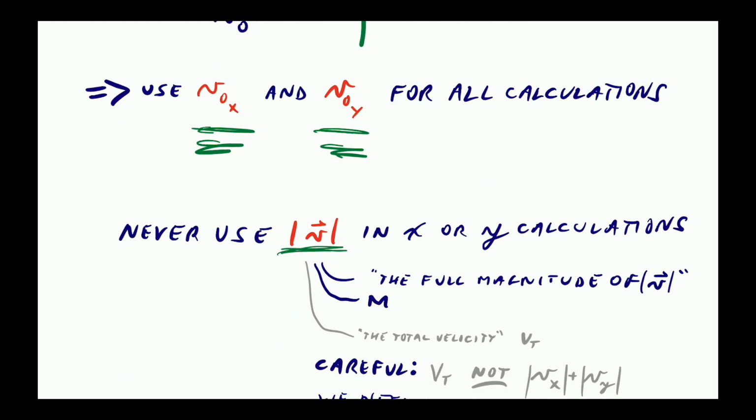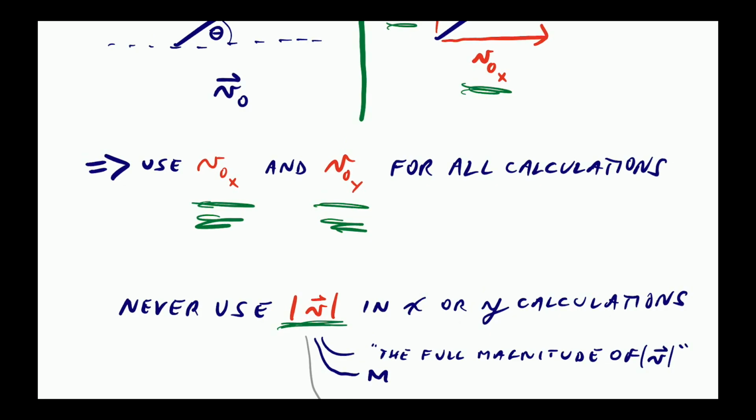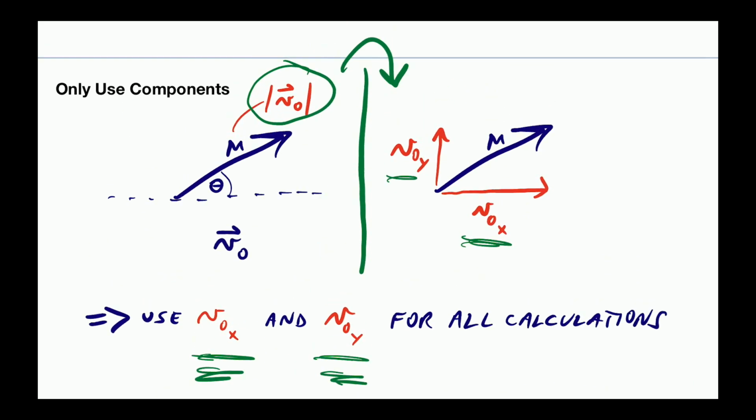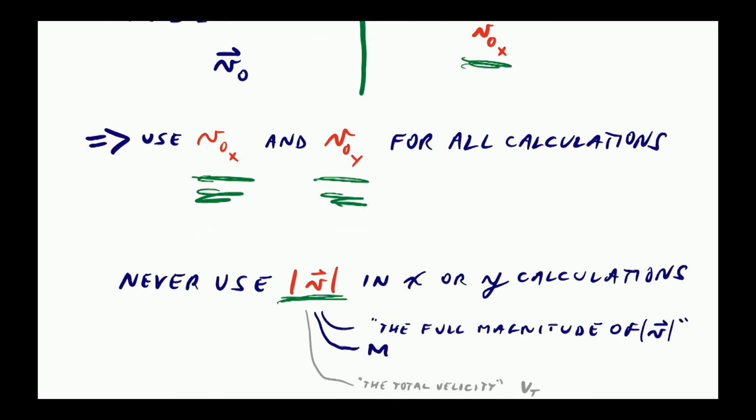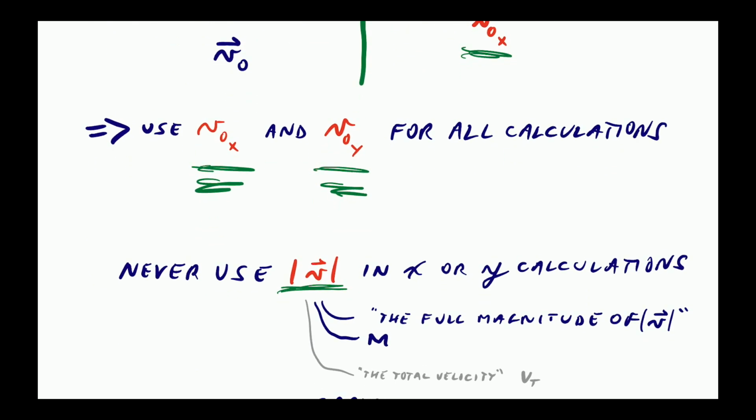Be careful, right? The speed here, I might also call the full magnitude of the original velocity or of any velocity vector. I called it m in the picture for magnitude. You can call it anything you want. If you choose to call it total velocity, like v sub t, be careful if you use that notation. I've seen that notation in some resources. Be careful about total velocity.